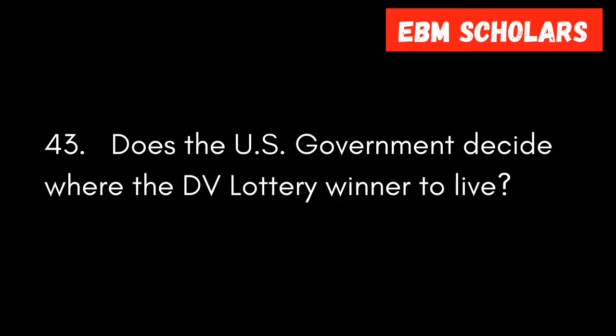Question number 43. Does the US government decide where the diversity visa lottery winner lives? No, it doesn't decide that. If you win, you are the one to choose where you want to go. But the majority of people choose where to live depending on where they're going to get the host. And once you arrive here, you can arrive today and tomorrow move to another state, another city, or another address.